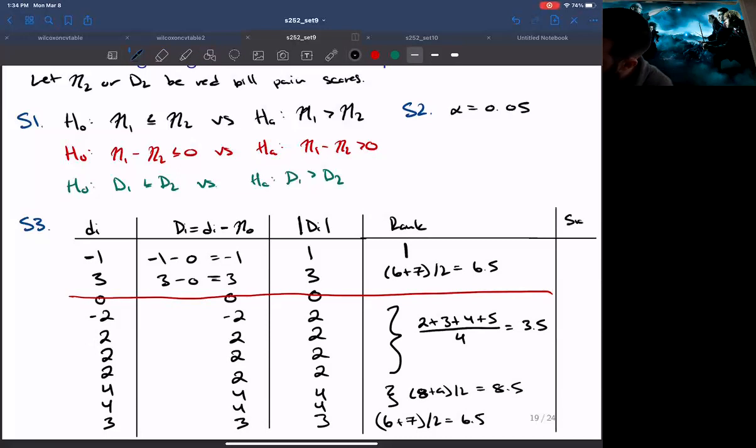Okay, and then the last thing is we just have to take our signs. Okay, so this is a negative, positive, negative, positive, positive, positive, positive, positive, positive. So our test statistic for this example is going to be the sum of the positive ranks.